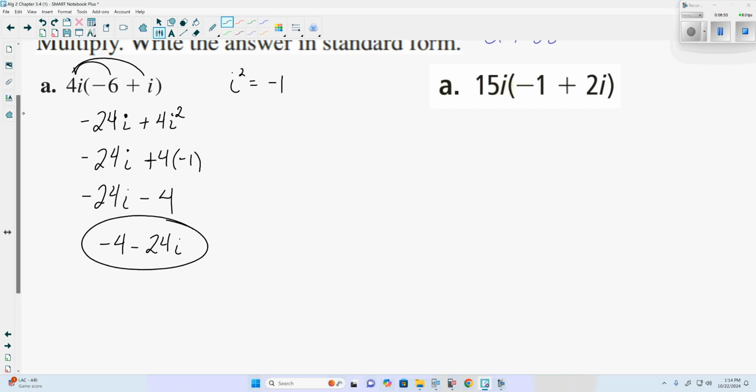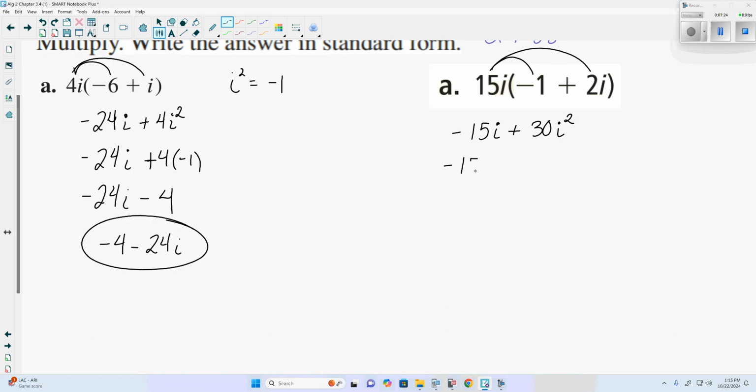So for the next one here, we need to distribute the 15i. So we can do 15i times -1, which is negative 15i. Then we can do 15i times 2i. Almost, that's 15 times 2, 30i squared.